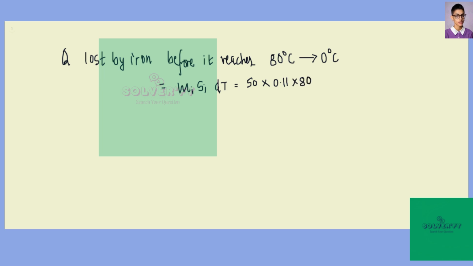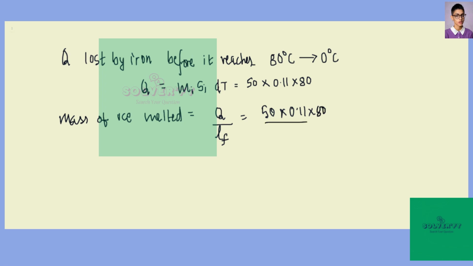Okay, now this heat is received by what? The ice, right? So the mass of ice melted, this is Q, okay, is equal to Q upon latent heat of fusion, right? Now the latent heat of fusion, we know that is 80 calorie per gram. So 50 into 0.11 into 80 upon the latent heat of fusion for ice, which is 80.